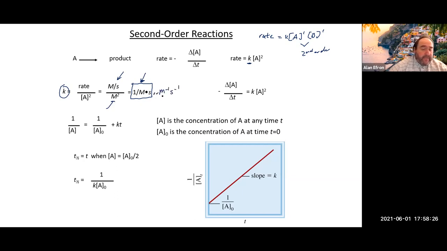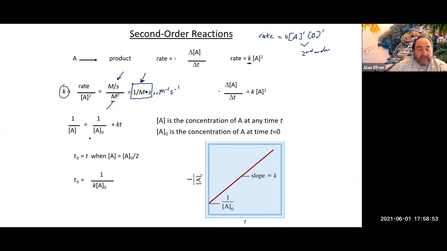And much like first order, the seconds part doesn't necessarily always have to be seconds. It can just be some unit of time, it could be minutes, hours, days, whatever it may be, but it's 1 over molar seconds. And you can see that is different than 1 over seconds, which is typically what we see for first order. So understanding those orders, understanding the units that go with the rate constant will help you determine the order that you're dealing with.